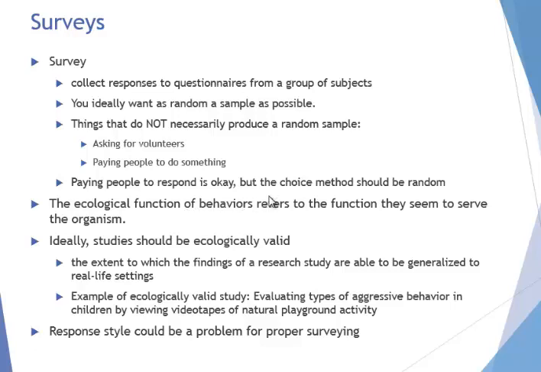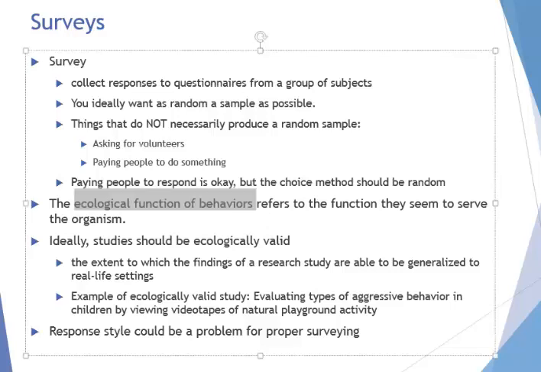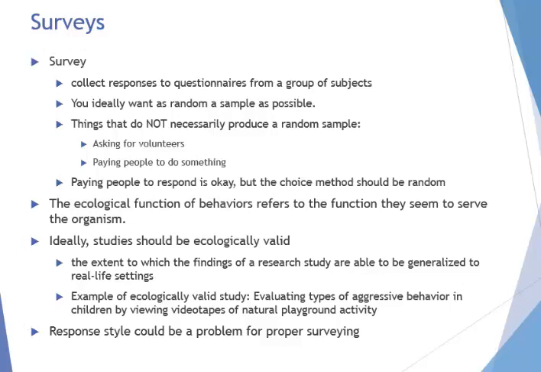the method, the way you choose these people, should be as random as possible. Again, when it comes to research methods, you can't totally control 100% of everything, but you have to control what you do control. The ecological function of behaviors refers to the function that seems to serve the organism. The idea here is that when you're looking at the adaptability of a person's behaviors, that is something that has to be taken into account with every study.